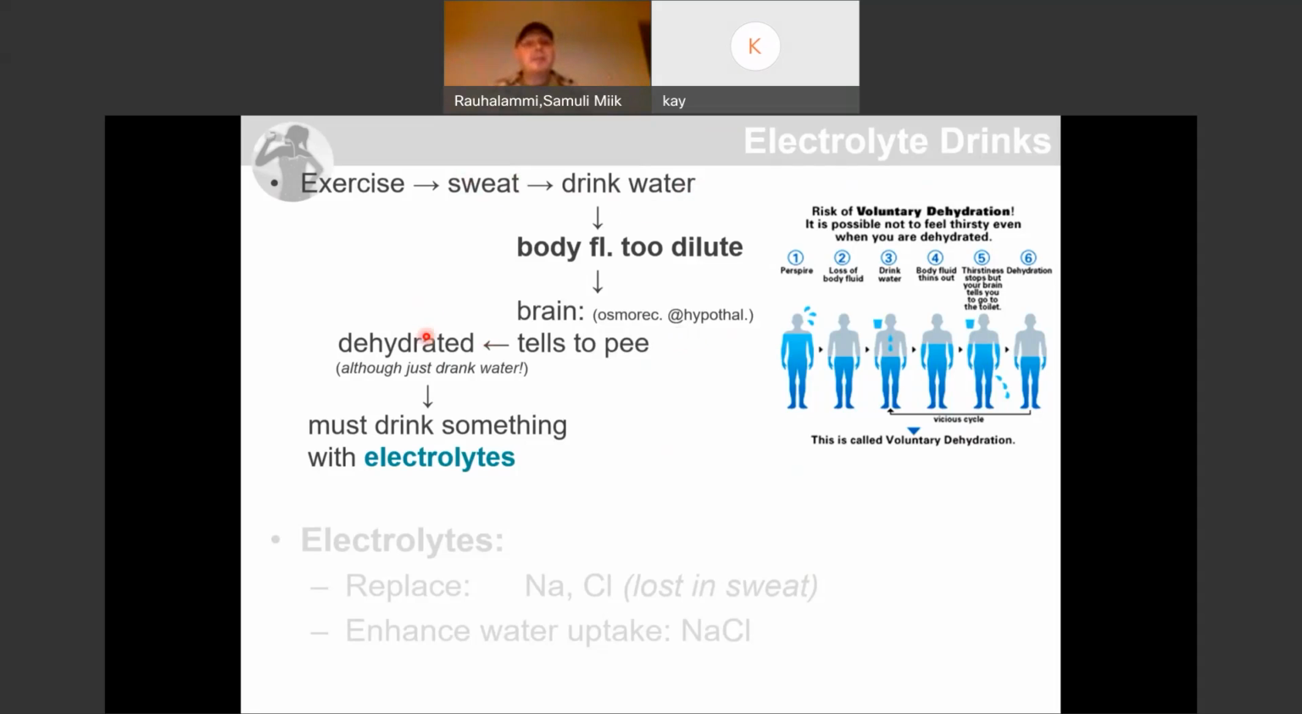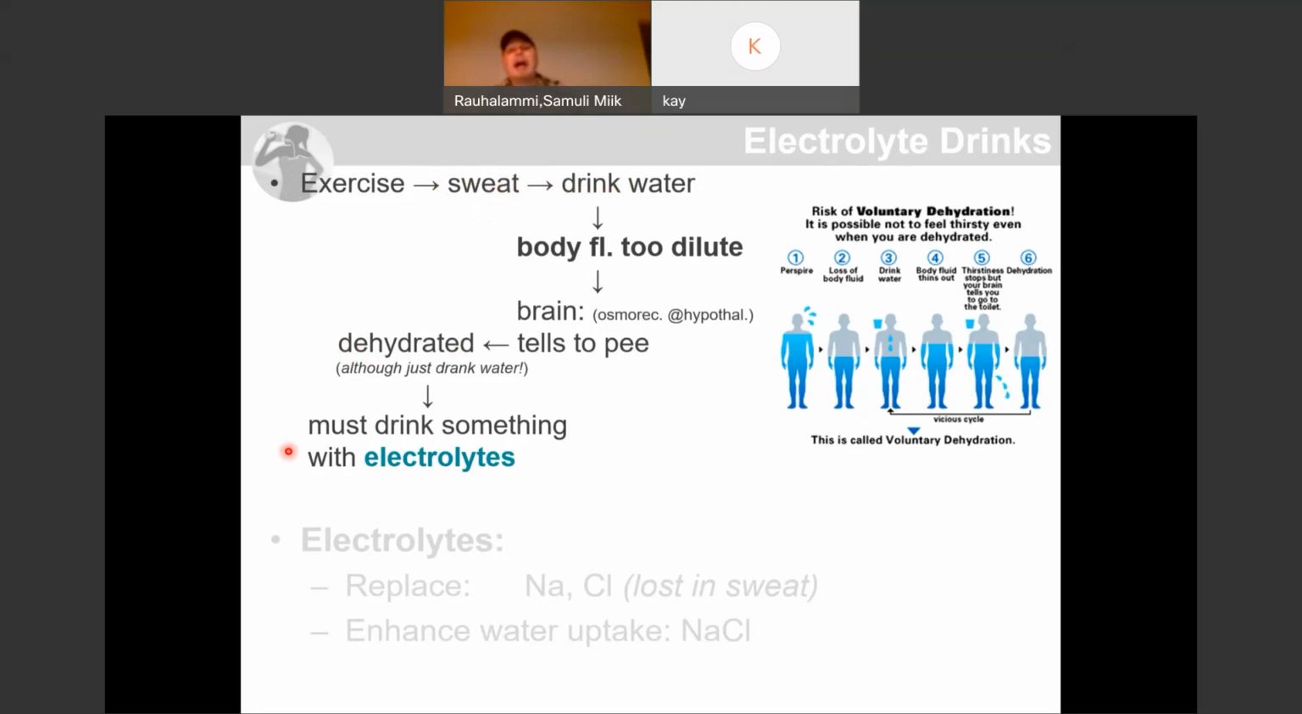And again, you went from the stage of being dehydrated and trying to fix it with drinking just regular water to making the dehydration even worse, even though you were trying to fix it. So how we get around this is that we don't drink just plain old water if we're losing great quantities of fluids and electrolytes with those fluids. We must drink drinks that contain electrolytes.